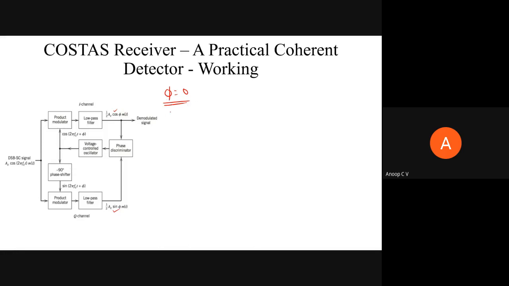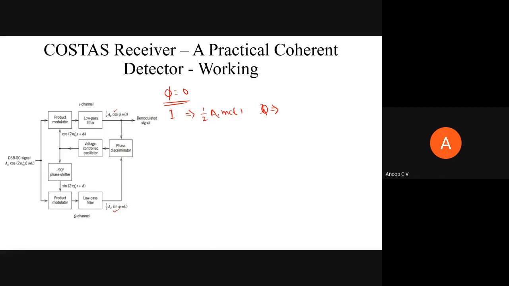If phi equal to 0, what happens to the I channel output? That is half AC cos phi into m of t. What is cos 0? That at least you can type in. Thank you for responding. So when phi equal to 0, this I channel will be equal to half AC times m of t, and what will be the Q channel output? Can anyone tell me what will be the Q channel output now?